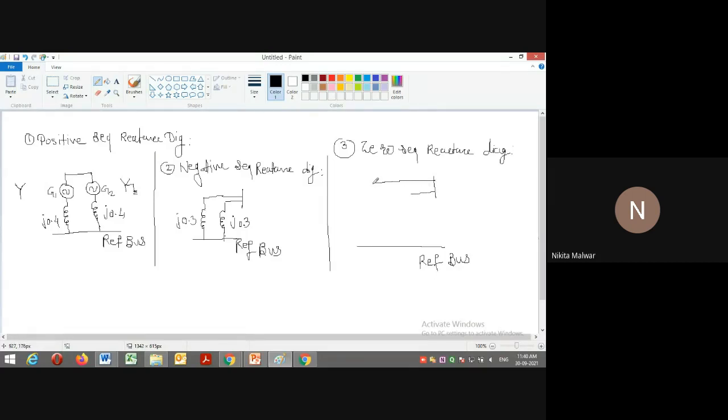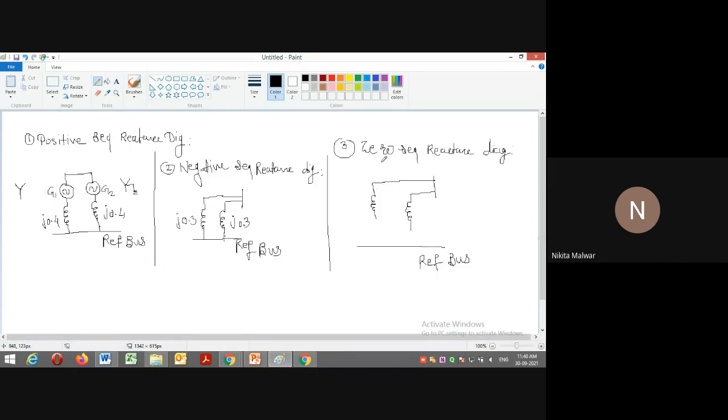For generators 1 and 2, let us first draw the impedances. This is the impedance for generator 1 and this is the impedance for generator 2. Observe this connection: generator 1 has a star connection and generator 2 has a star grounded connection.